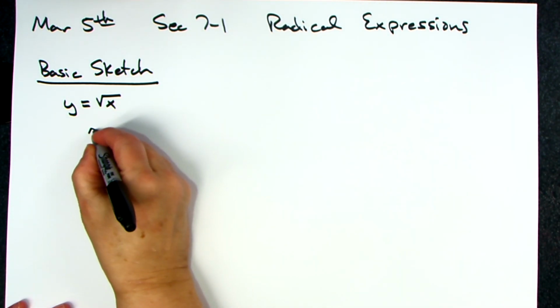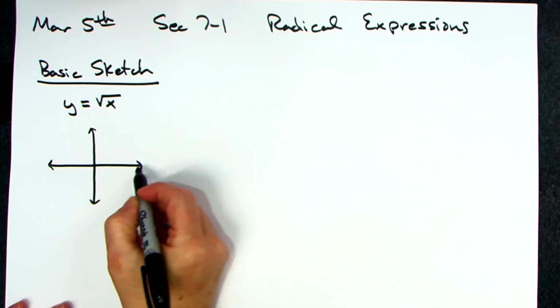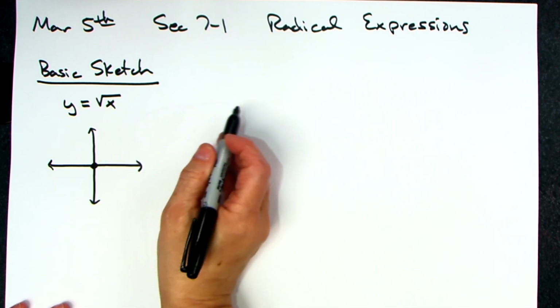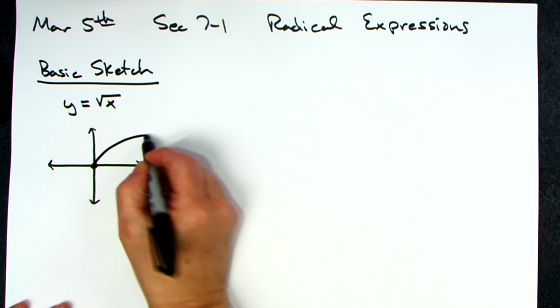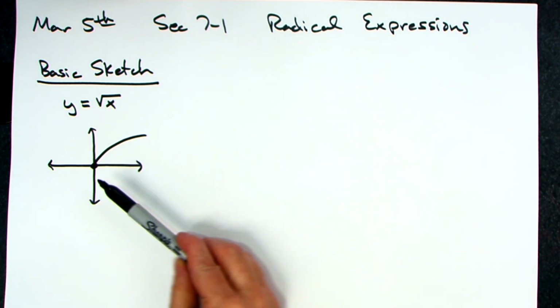What it's going to basically look like, just a little rough sketch here, is it will start at the origin, and then it's going to go up and to the right. Okay, up and to the right, little swoopy thing. Now, it's a rough sketch, so I did not draw that accurately.